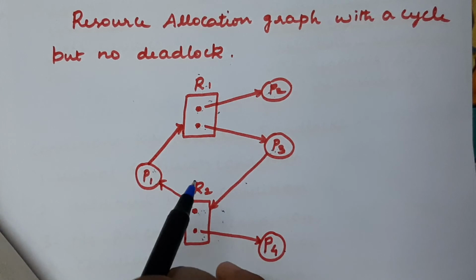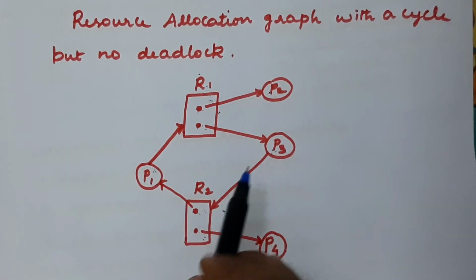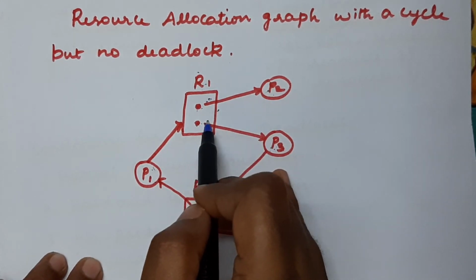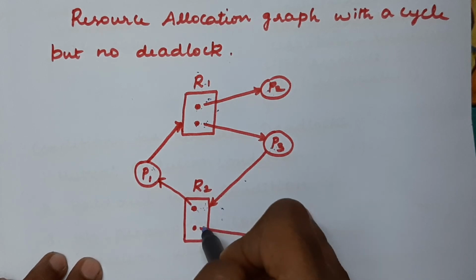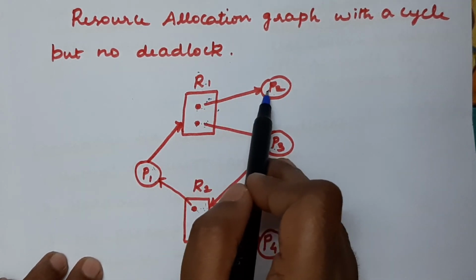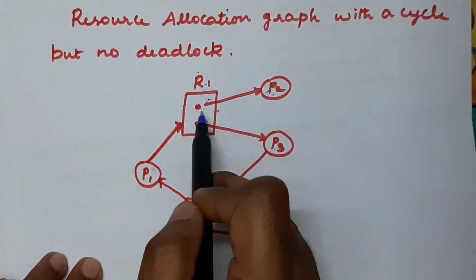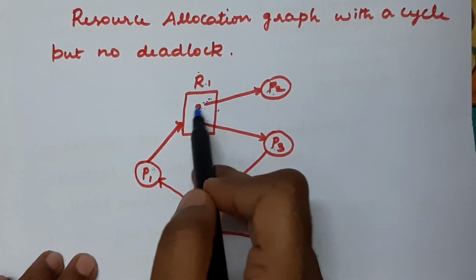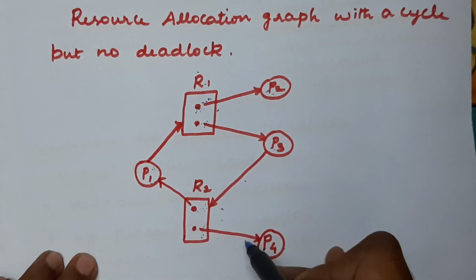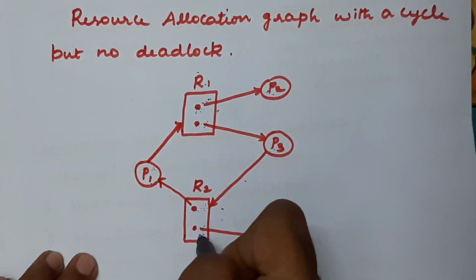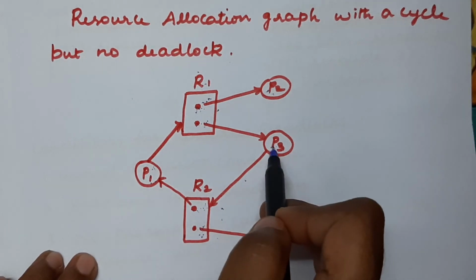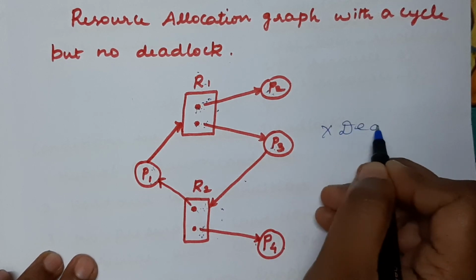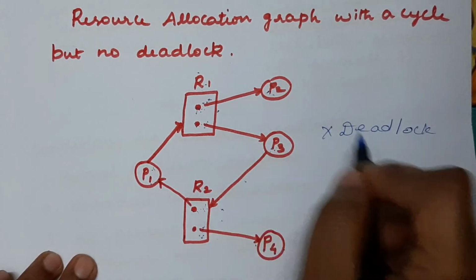It forms a cycle. But even though, we cannot say that it leads to deadlock, because we actually have 2 instances of the resource type R1 and also 2 instances of the resource type R2. So one of the instances is already allocated to P2. If the P2 process releases this one instance of resource type R1, what happens? It will be allocated to P1. In the same way, if the P4 process releases this one instance of type R2, then it will be allocated to P3. So it will not lead to deadlock.